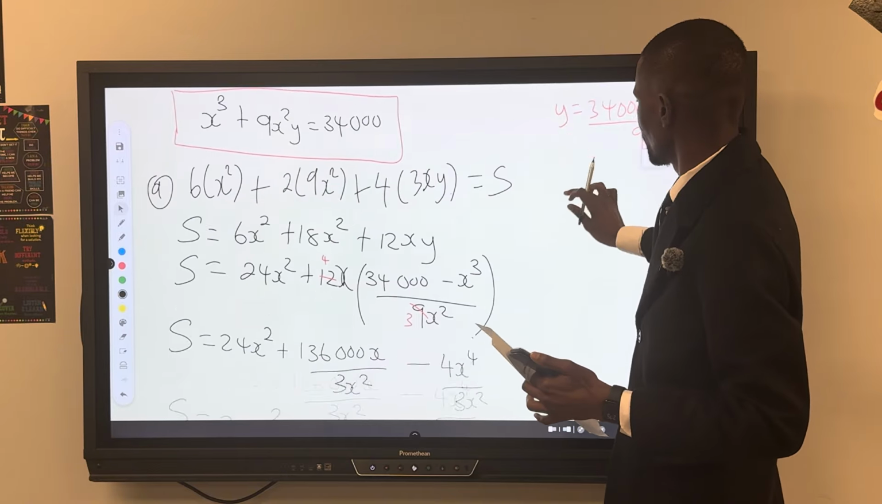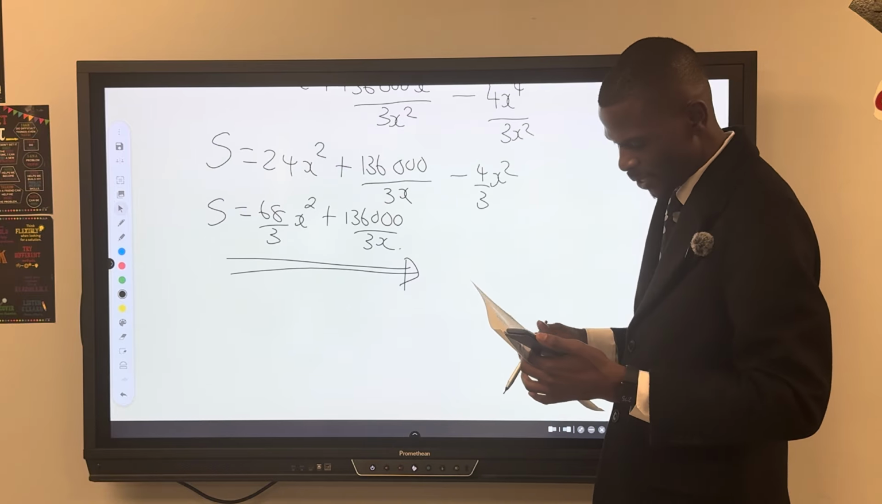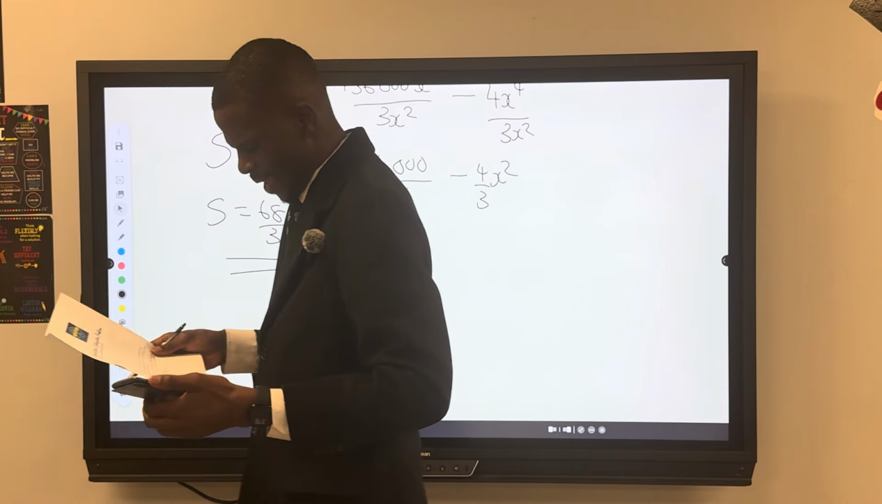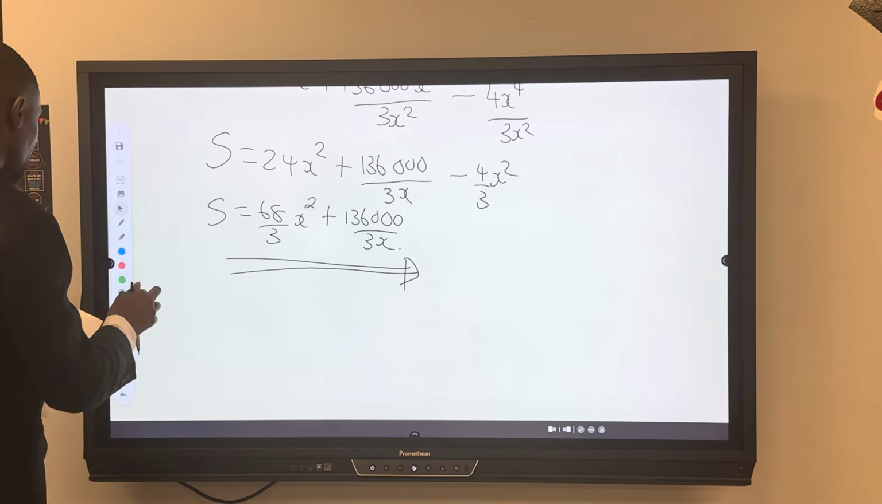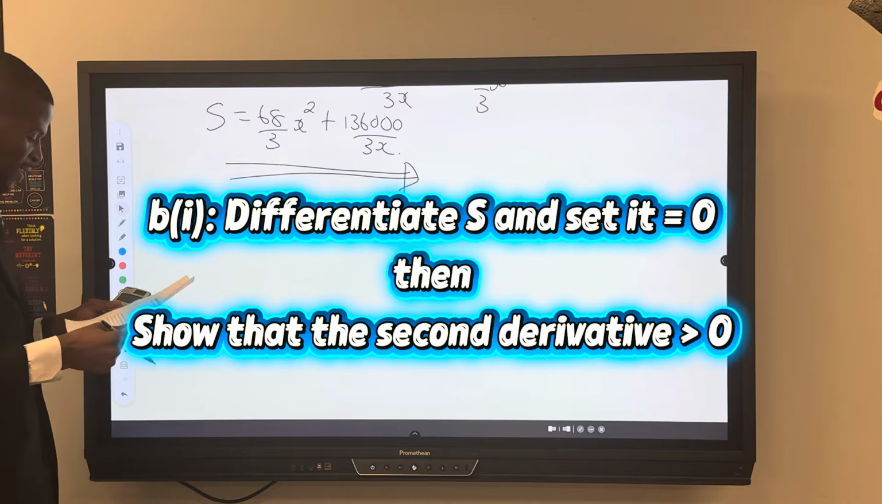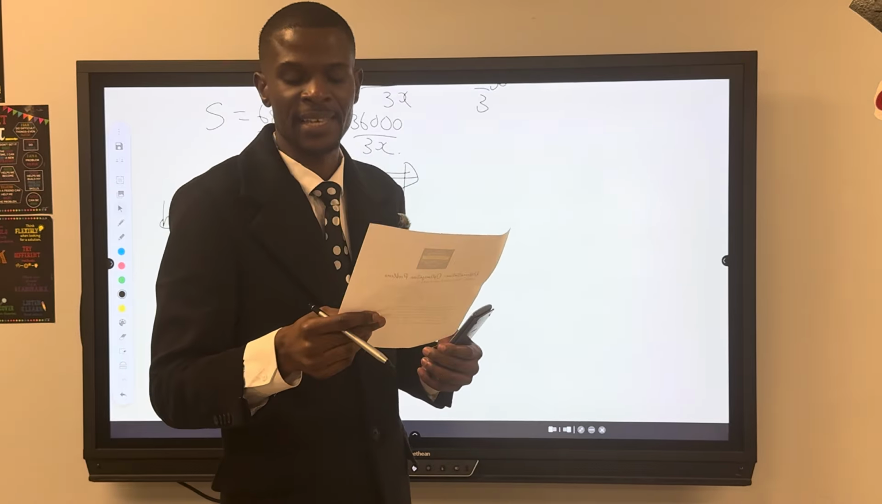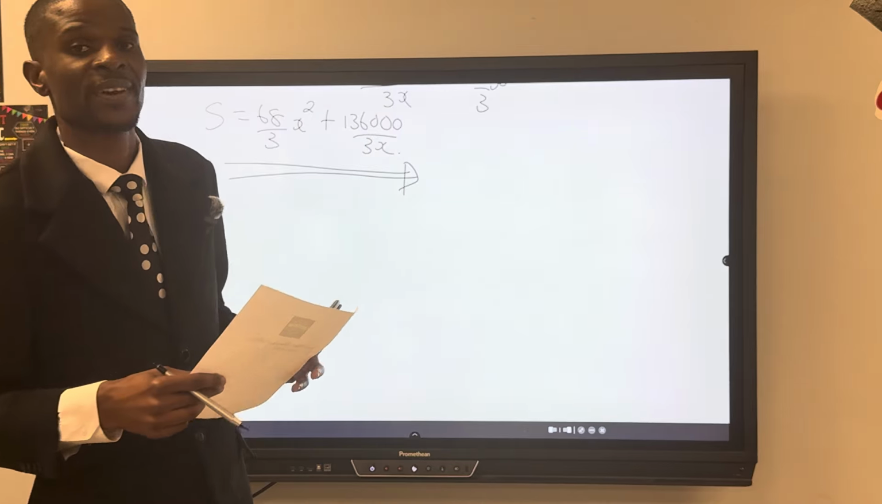Yeah, that's it. All right, so I believe we did the correct thing. Then part B item 1, it's asking us to find the value of x for which s is a minimum, and we need to justify our answer.